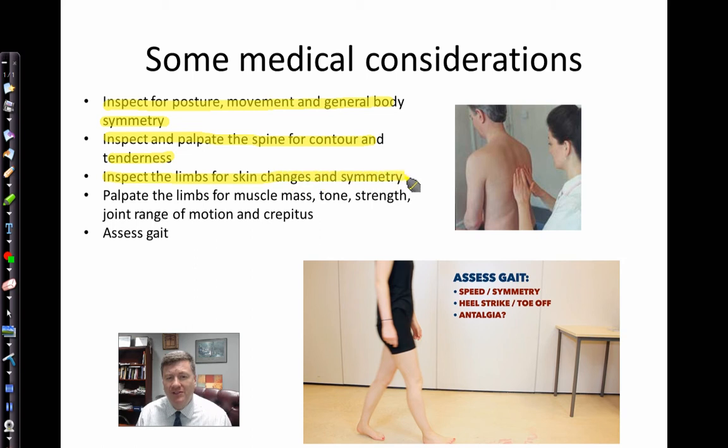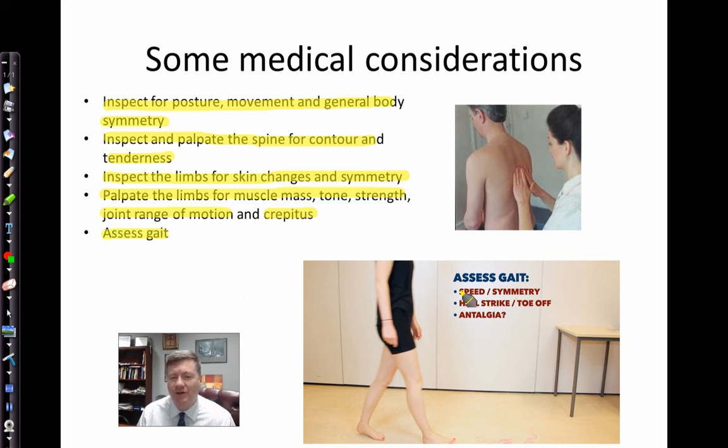Inspecting the limbs for skin changes and symmetry. More on the integumentary side, but once again, looking at limbs in terms of are they symmetric? Do they have, and it kind of goes to the next one, the range of motion that we would expect? And we'll talk about motion and joints more in the next unit. Looking at muscle mass, tone, and strength of limbs. Crepitus. Crepitus is painful bone grinding on bone, and we'll talk about that more in joints as well. And even assessing the gait.